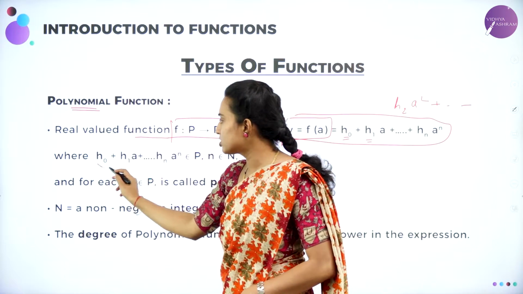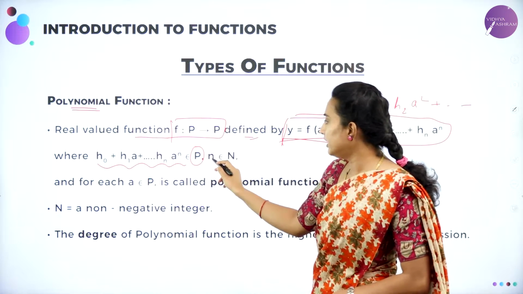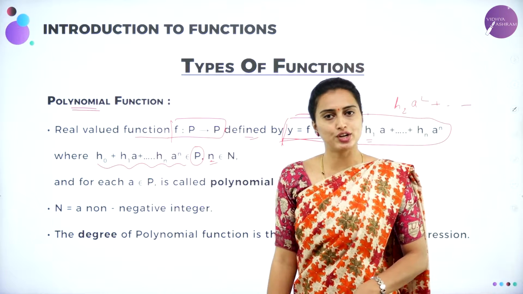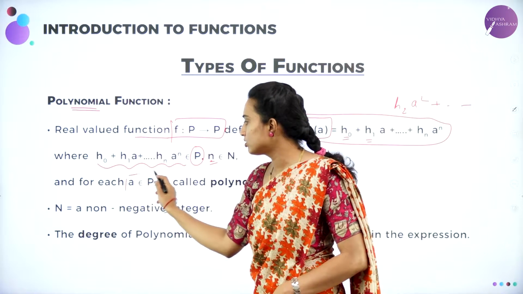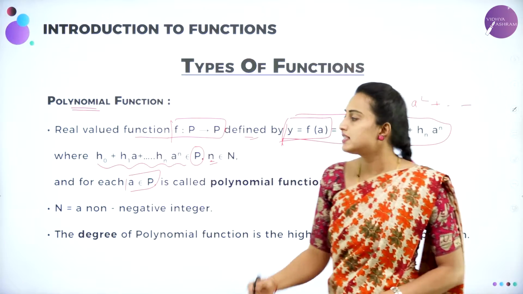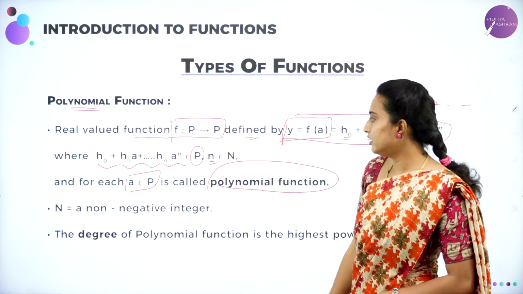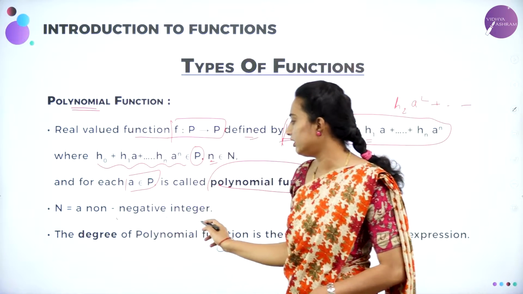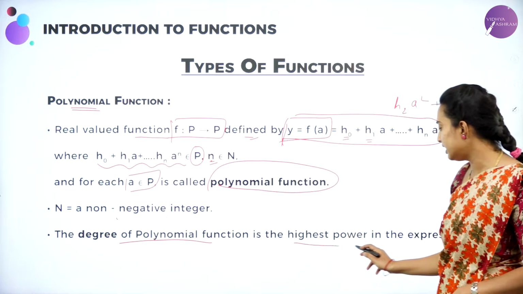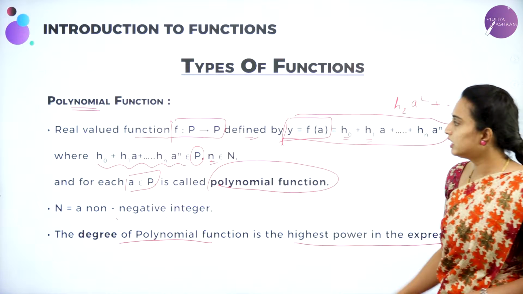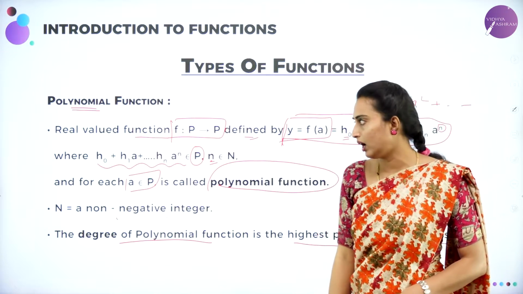Where h0, h1, a power n belongs to p and n belongs to what? The natural numbers. Natural numbers start from 1, and for each a belonging to p, the function is called a polynomial function, where n is a non-negative integer. The degree of the polynomial function is the highest power in the expression.